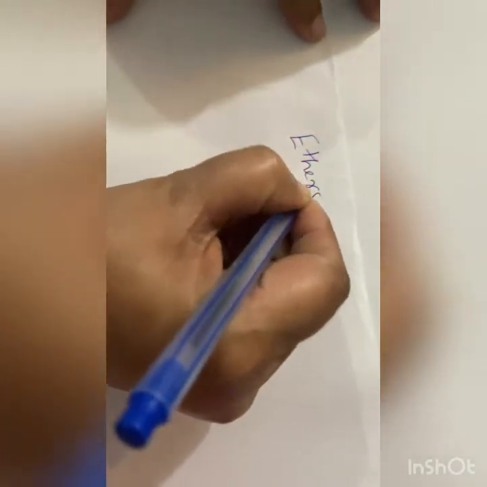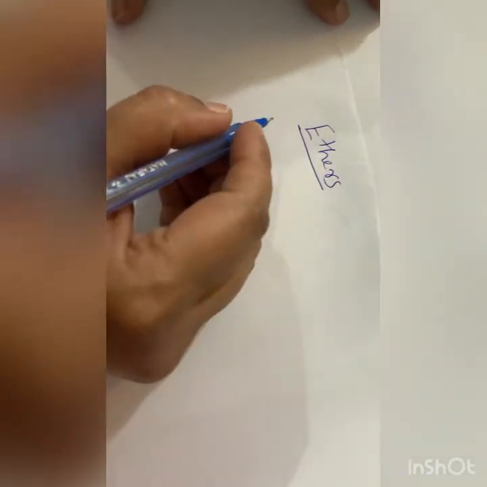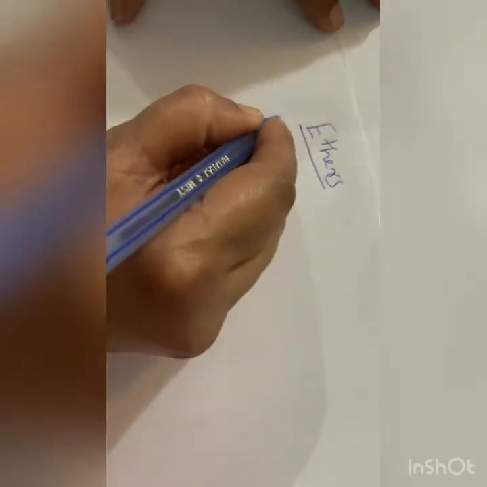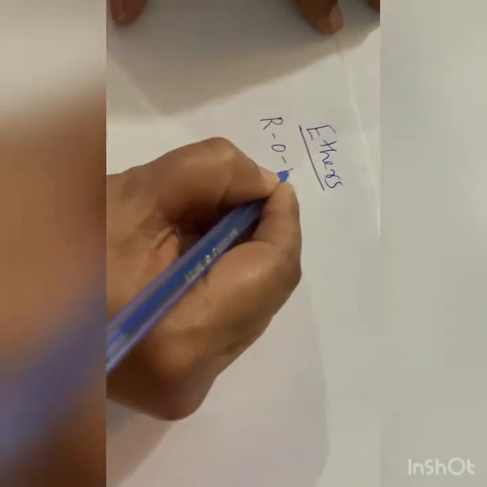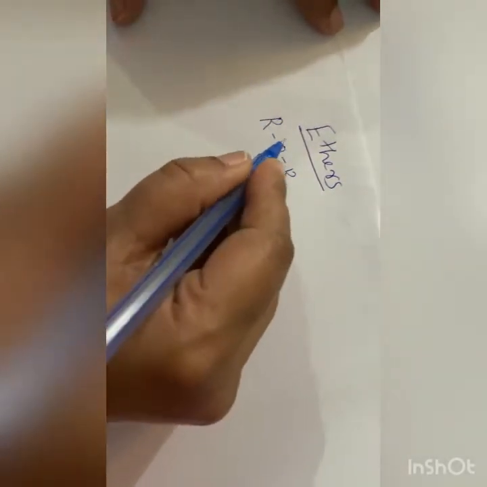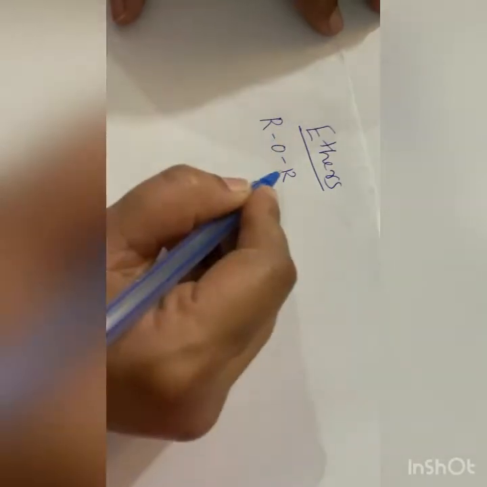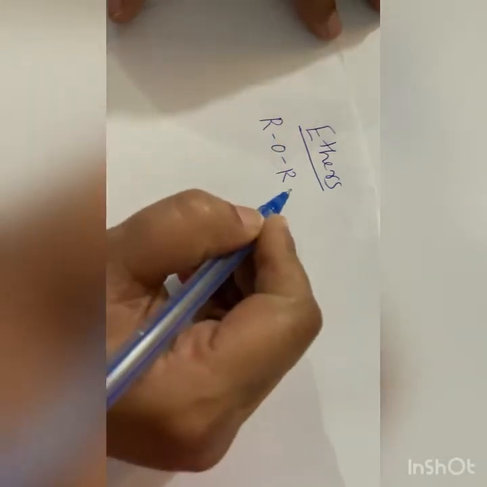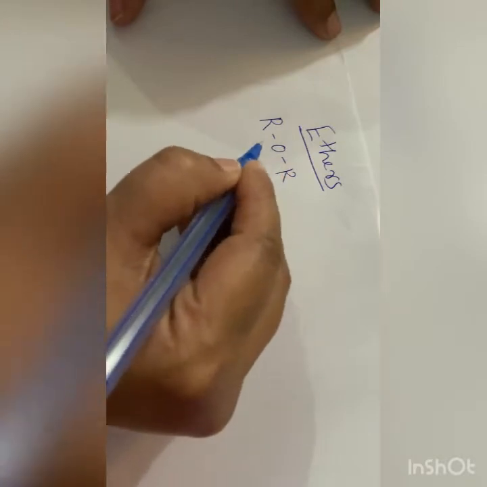Today we are going to start the topic ethers. First we'll do the naming of ether. What is the general representation of ether? ROR. Oxygen is the functional group. On both sides of oxygen an alkyl group is present. That is ether. So oxygen is the functional group in ether.